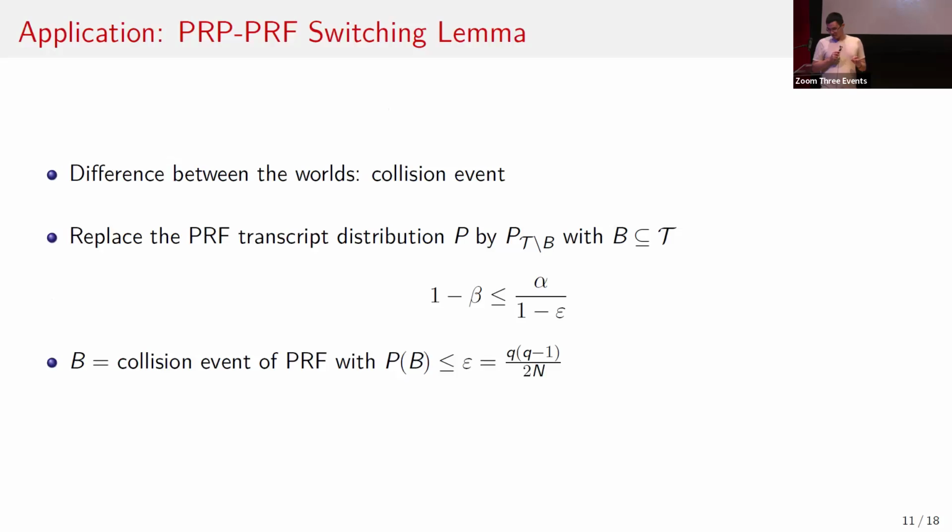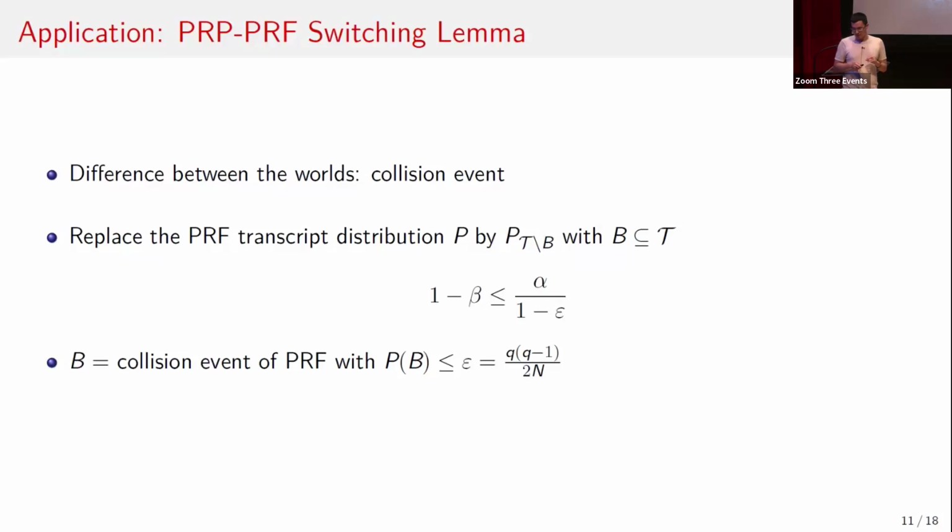Now, the PRP-PRF switching lemma, I assume everyone knows what that is. The difference between the two worlds is just whether a collision happens or not. So what you do is replace this PRF transcript distribution by another distribution excluding this bad set, and then this power bound is bounded in this form. Now, B is the set of transcripts where a collision happens with the PRF, and this epsilon is just the collision probability. So this idea can be adapted to other constructions, but you just see how it works for the PRP-PRF switching lemma.